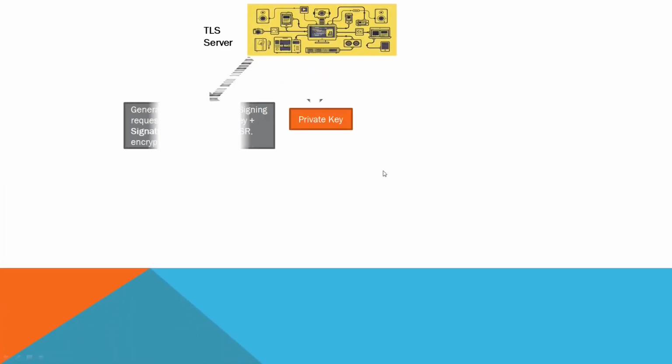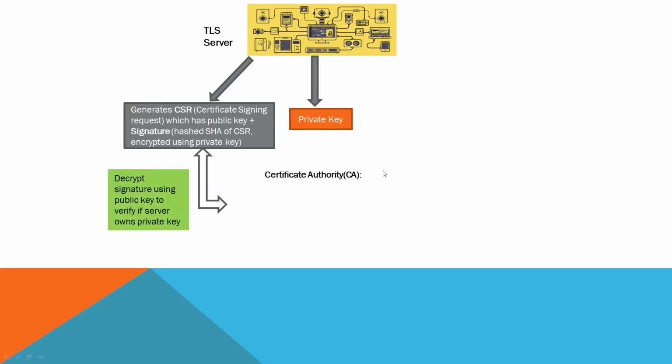Now the TLS server will generate the CSR and the private key. The CSR is a certificate signing request, which has the public key and the signature. The signature is calculated using the hash of the CSR and is encrypted using the private key of the server. This CSR will be shared with the certificate authority. The certificate authority will decrypt it using the public key present in the CSR to verify that the server actually owns the private key.